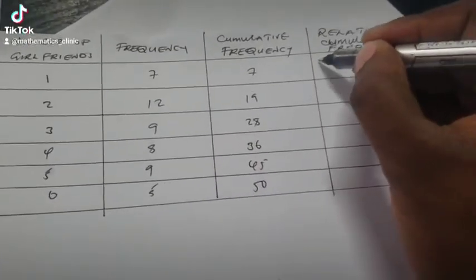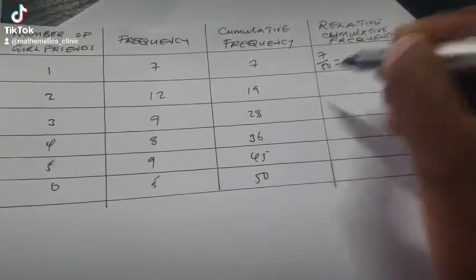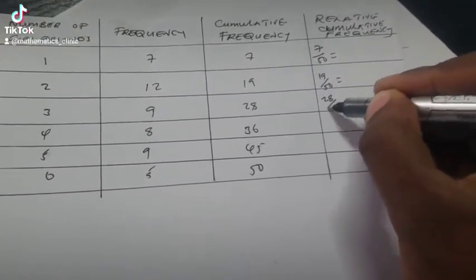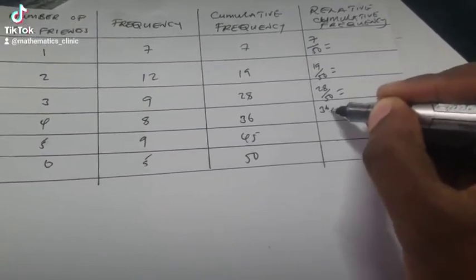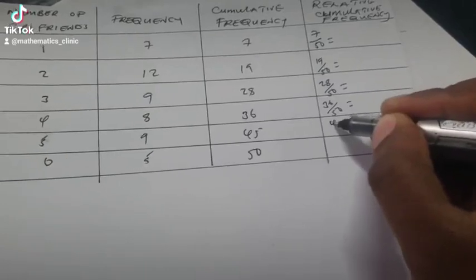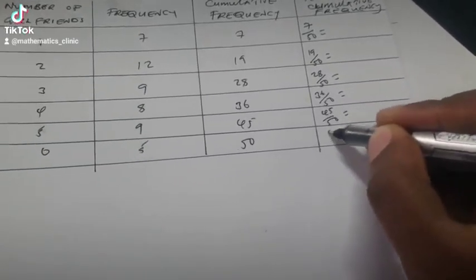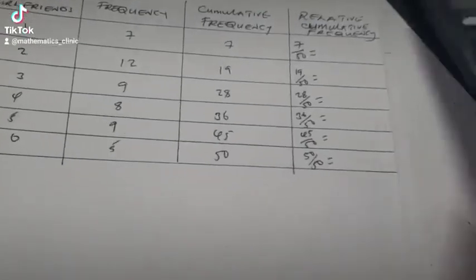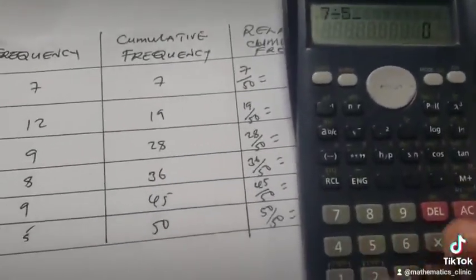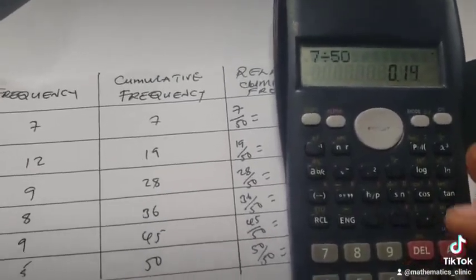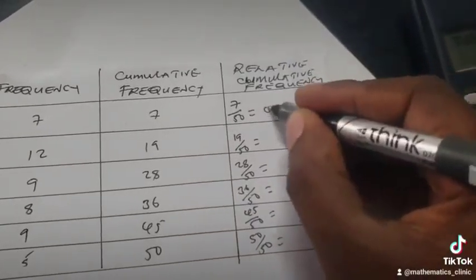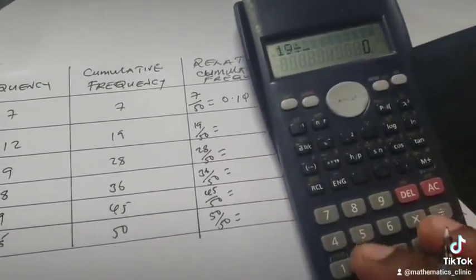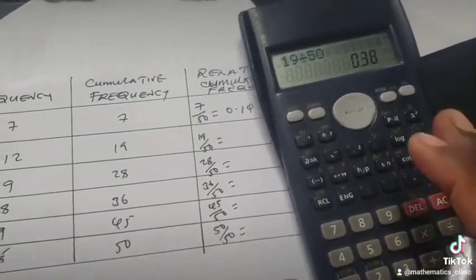So we're going to say 7 out of 50, 19 out of 50, 28 out of 50, 36 out of 50, then we have 45 out of 50, then we have 50 out of 50. What is 7 out of 50? It's 7 divided by 50. We are getting 0.14. Then what is 19 divided by 50? We are getting 0.38.